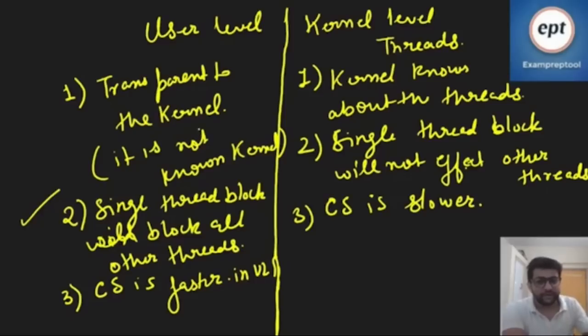Because if the user level threads are not known to the kernel, then blocking a single thread will block all other threads. And the context switch is faster in user level threads because the kernel is not taking part in the context switching, right? That is why it is faster in user level threads. We only need to change the register values. And here the kernel knows about the thread, so a single thread can be blocked. And context switch is slower because here the kernel is intervening in the context switching process, right?